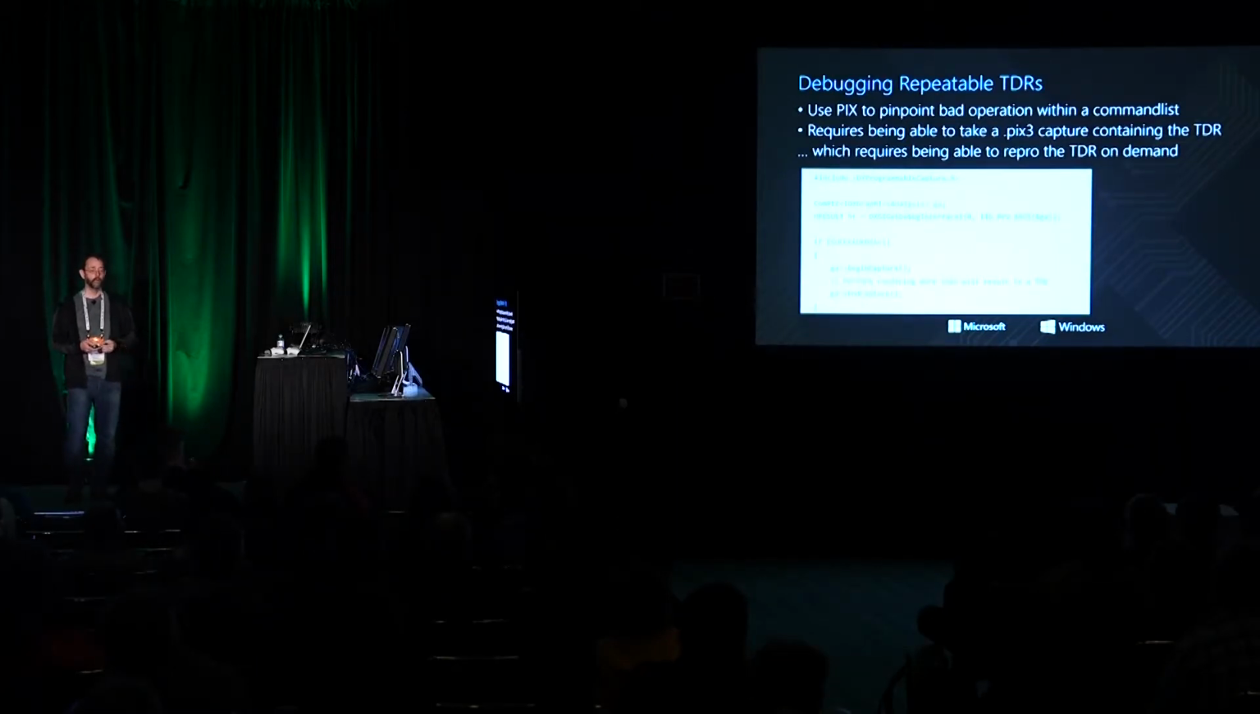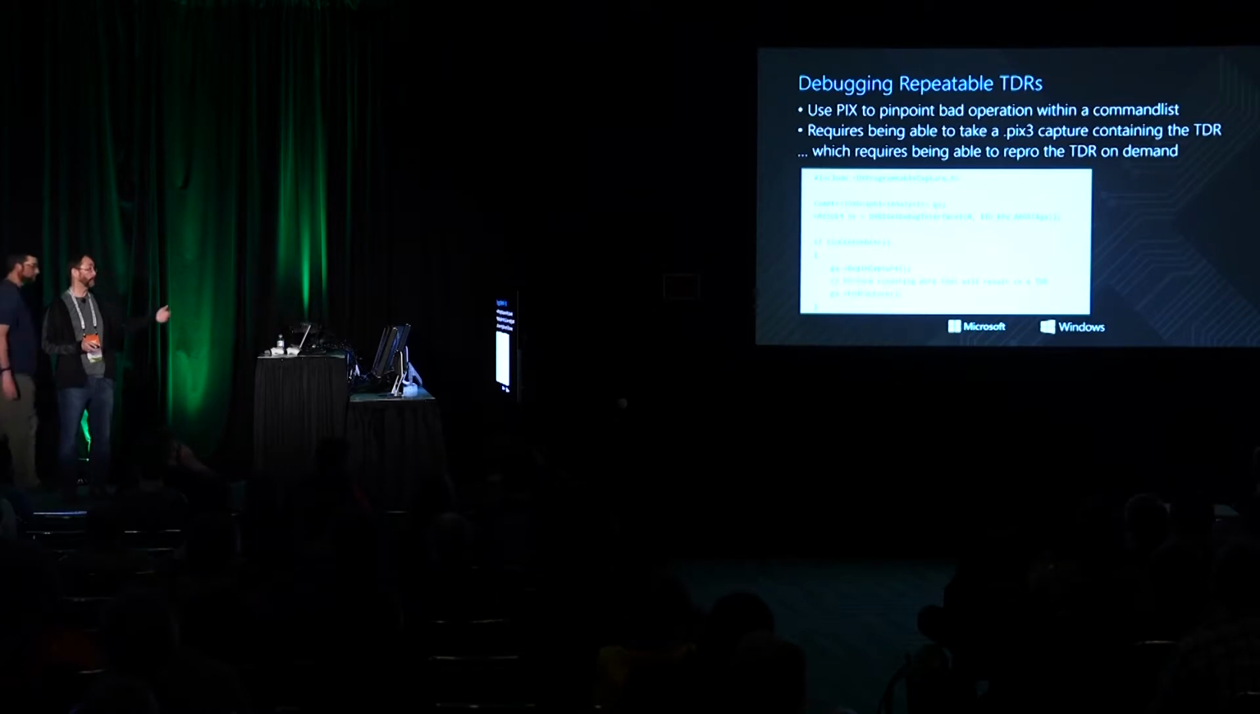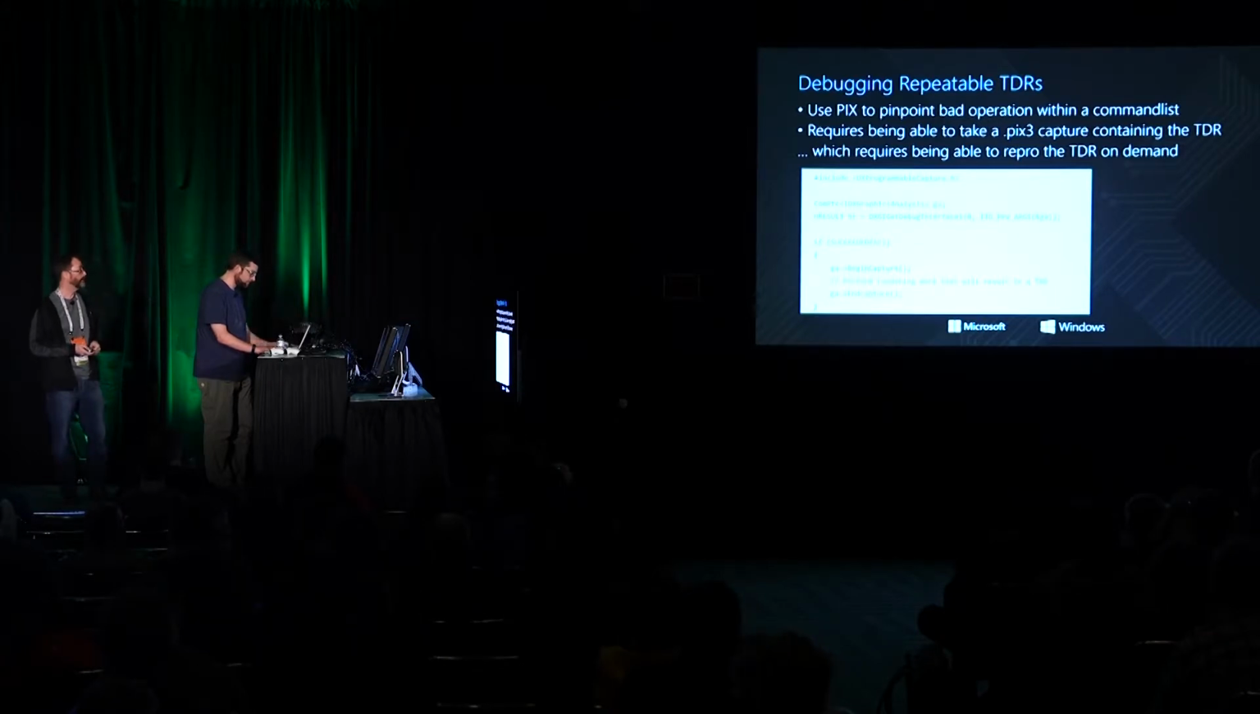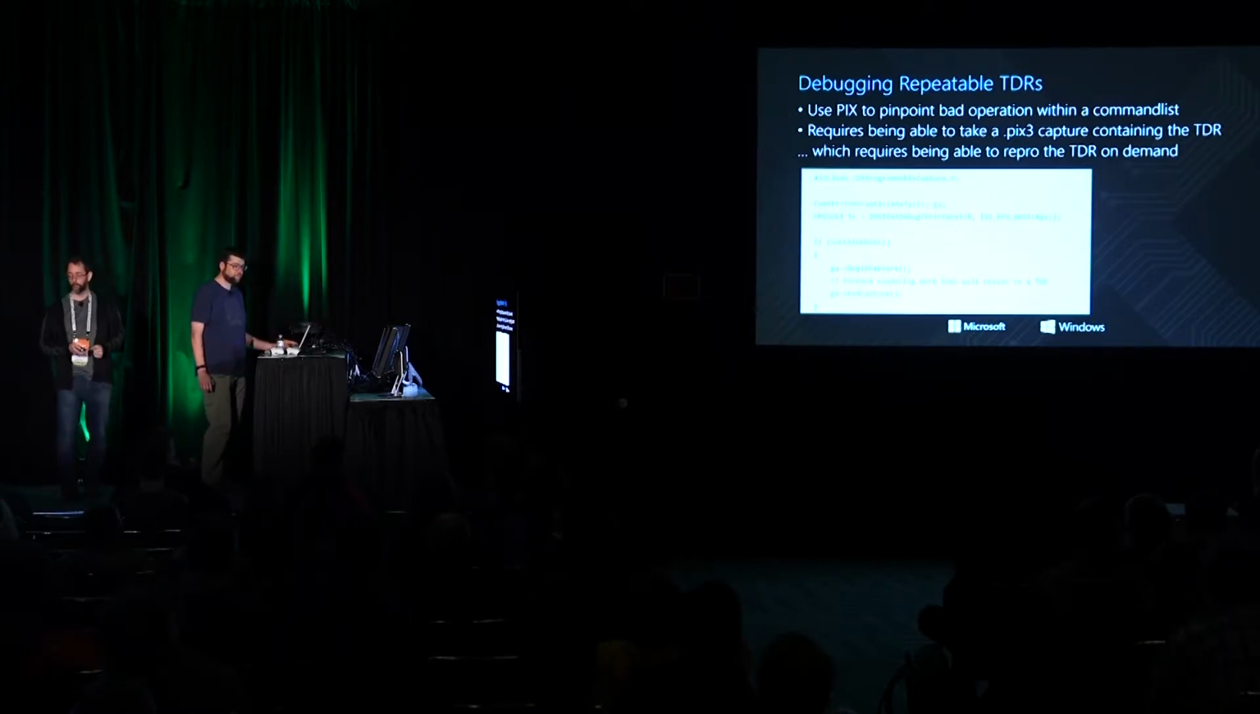So when you know where a TDR is happening, there's a couple of things that you could do. You could just go ahead and hit print screen when you think a TDR is about to happen or a problem is about to happen, or you can use the begin capture, end capture APIs on the IDXGraphicsAnalysis interface. And Sean's going to give you a demo of debugging with PIX.